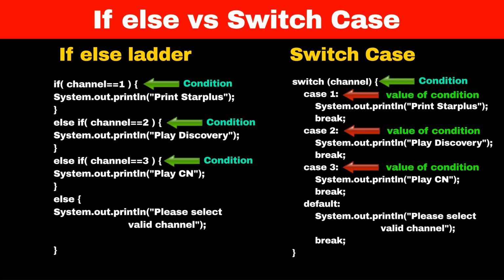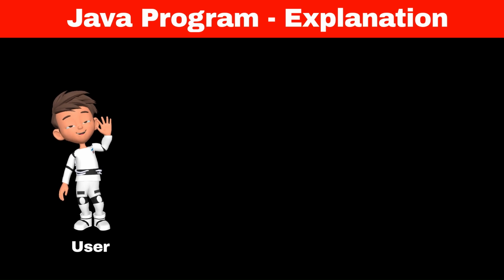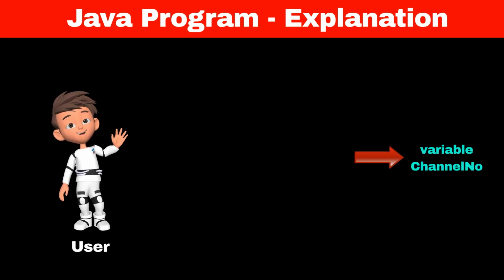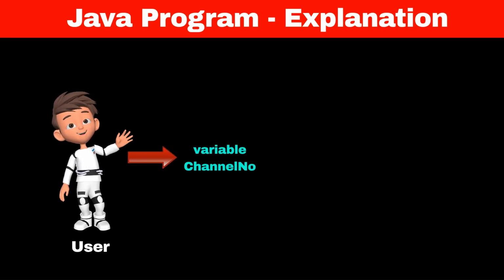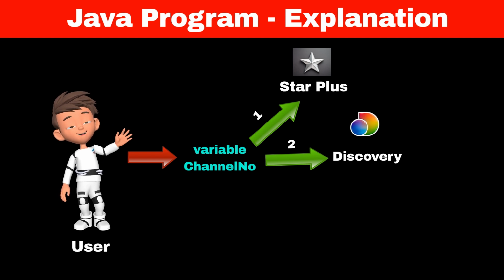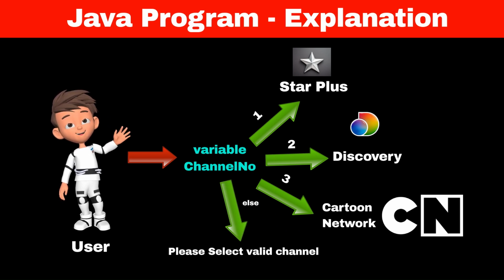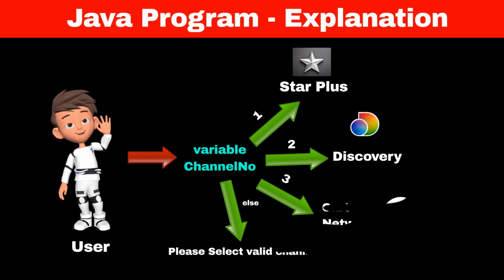Now let's understand a Java program to demonstrate the switch case statement. In this program, we will take input from a user and save it in a variable called channel number. Based on the value of this variable, we will print which channel to display. For example, if the value is 1, then we will display Star Plus. If the value is 2, then we will display Discovery. And if the value is 3, then we will display Cartoon Network. And for all other channels, we will display please select valid channel number. Now let's move to our Java program.